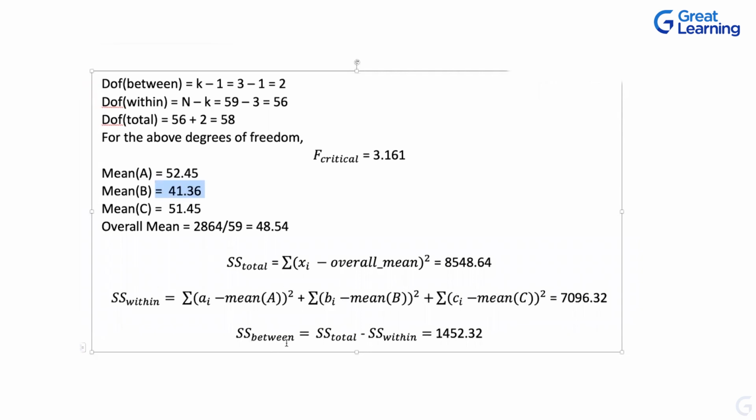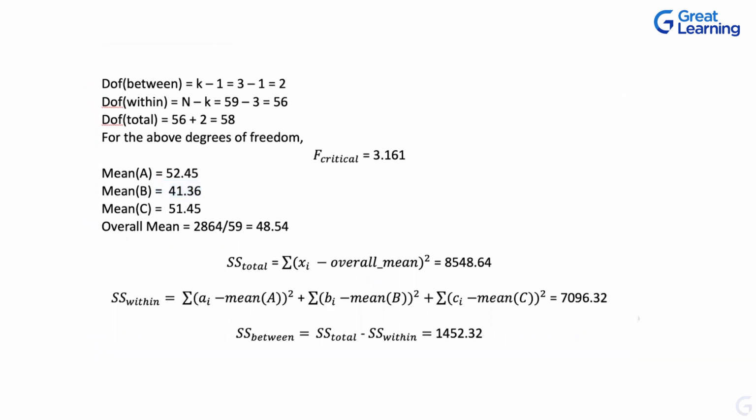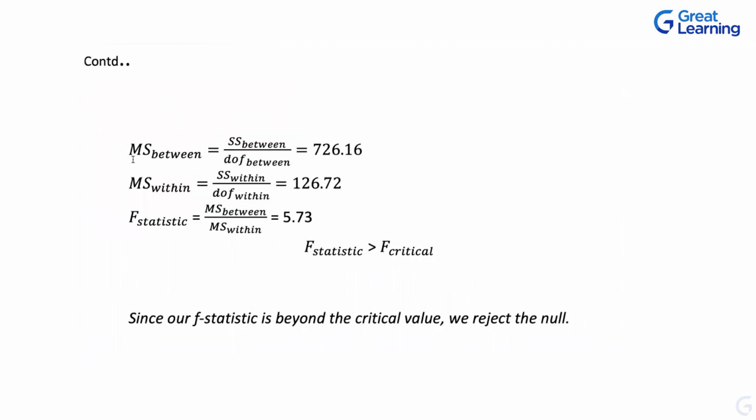And the sum of squares between the groups. So you calculate the total, within and between. Between is nothing but total minus within, equal to this much. You just substitute that into the formula. So the mean squares between is equal to SS between by degrees of freedom, this much. The same for within, you calculate this, and the F statistic is nothing but MS between by MS within.